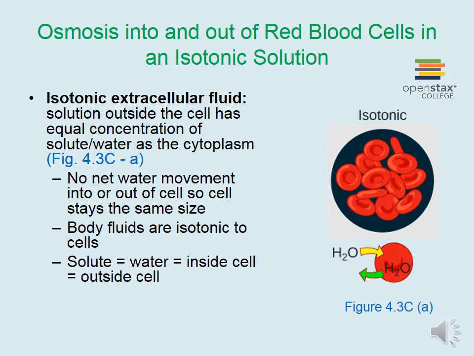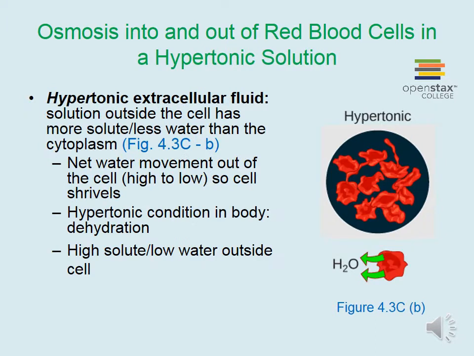Body fluids are isotonic to our cells. For instance, blood is isotonic to the blood cells that reside within it. You can summarize isotonic by stating that the solute is equal to the water, equal inside the cell, equal outside the cell. Take a look at the figure to the right and look at the shape of the red blood cells in an isotonic solution. They are round with little indentations in which hemoglobin sits to carry oxygen through the bloodstream.